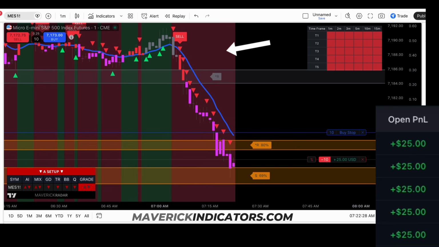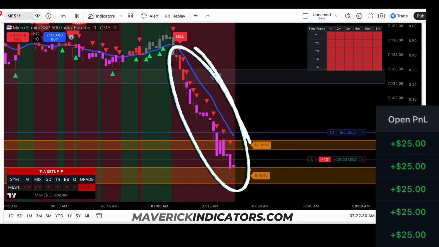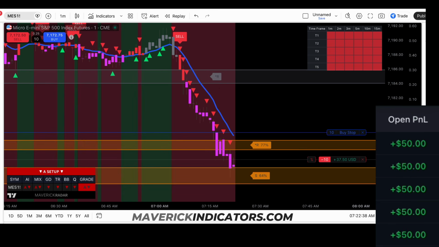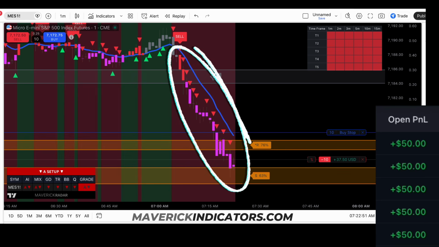Hot pink candles. The Maverick AI Pro colors your candles to the data underneath the hood. It doesn't color your candles by price and direction. If you're just using red and green candles, I just can't do that anymore. The way that I trade is using the Maverick AI Pro, which is using a formula from our indicator, and it's coloring your candles to the data, not to price and direction. If you see pink, it will most likely sink.